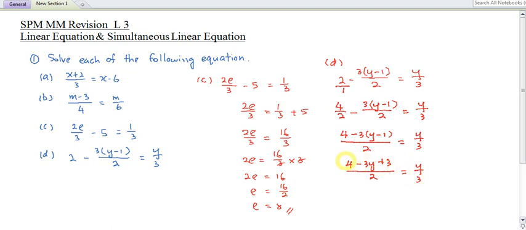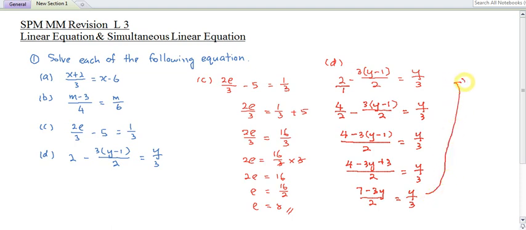Then this part we can simplify it. 4 and 3y we cannot do anything here because they are not like terms. But 4 and 3, they can simplify. It becomes 7. 4 plus 3 is 7, minus 3y, divided by 2 is equal to y over 3.